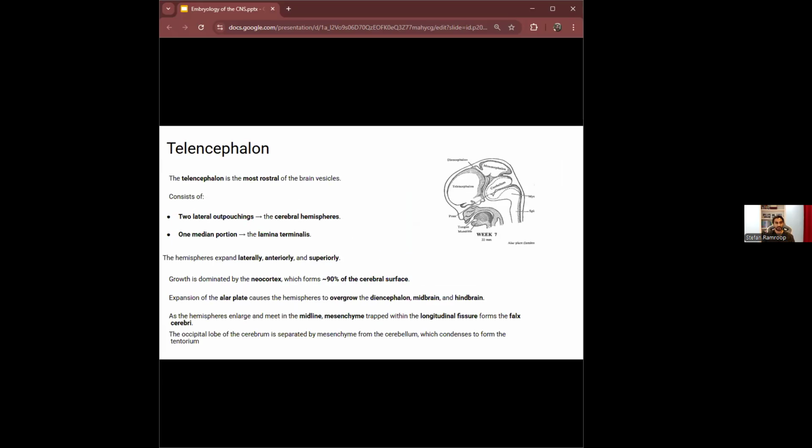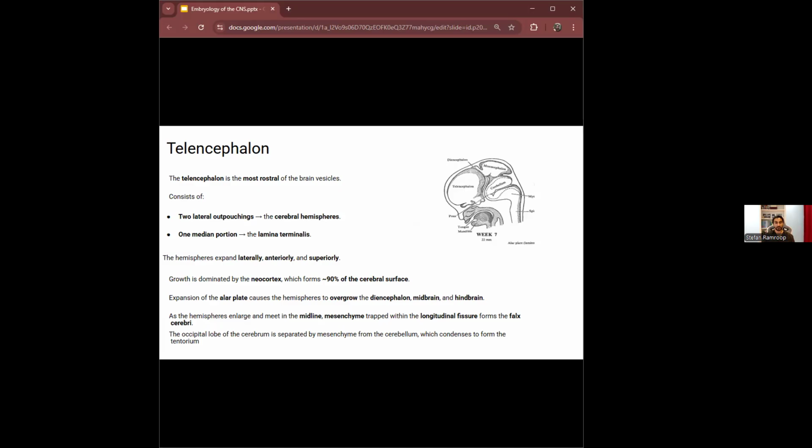So moving on to individually each of the secondary brain vesicles, the telencephalon is the most rostral part of the brain vesicles and ultimately gives rise to the cerebral hemispheres. Before we look at the growth, again, it's important to recall the concepts of neural plates. The early neural tube was organized into two functional regions, your basal plate, which will form your motor structures, and your alar plate, which will give rise to your sensory and higher order association areas.